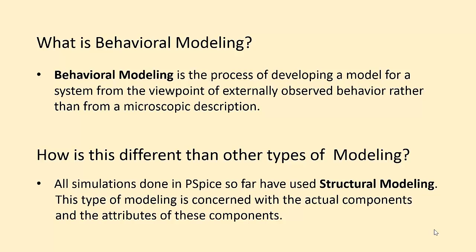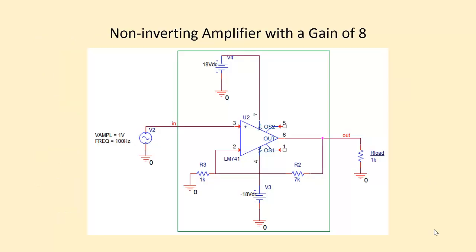So how is this different from other types of modeling? Almost all the simulations we've done in PSpice so far have used what's called structural modeling, in which we use capacitors, resistors, inductors, and chips. We try to model the actual hardware, but sometimes we just care about the input-output transfer function of the model, and not so much what goes inside of it, all the components, all the attributes, and such things. Here I have a non-inverting amplifier with a gain of 8.